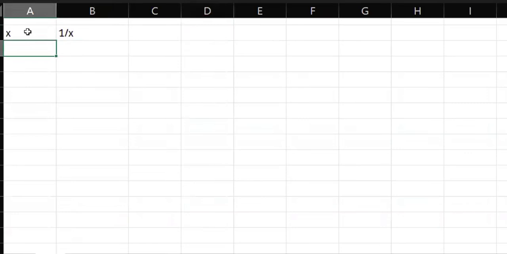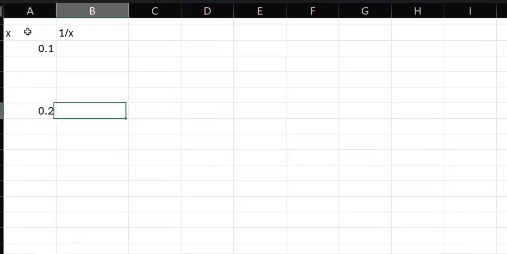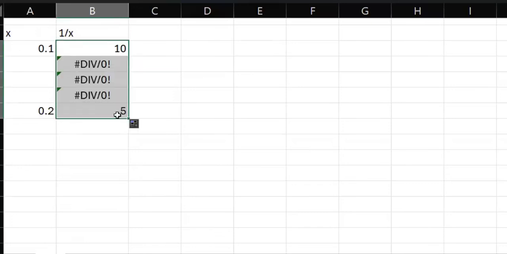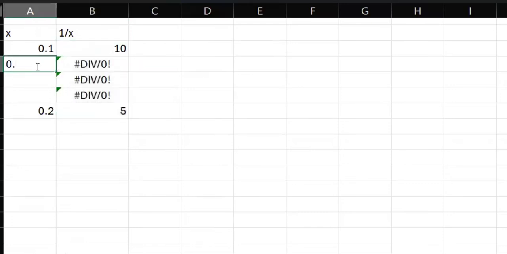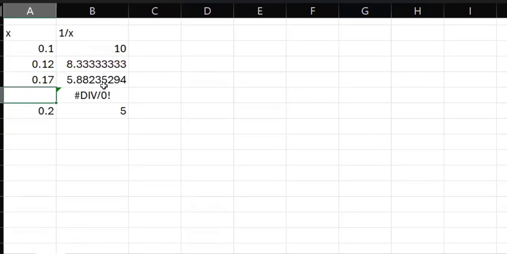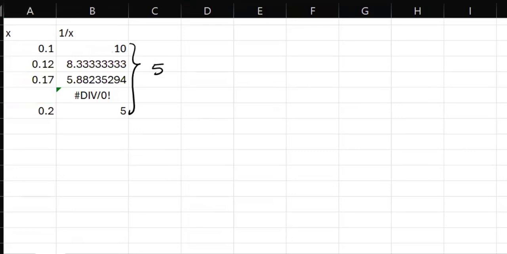So let's say x is equal to 0.1. After that, x is 0.2, so this is equal to 1 upon this value, and that is 10, and then you have 5, 10 and 5. So if I have a value 0.12, for example, I'm getting 8.33. If I get a value 0.17, for example, I'm getting 5.85. The point I'm trying to make is there is an interval of 5. Now, what does an interval of 5 indicate?